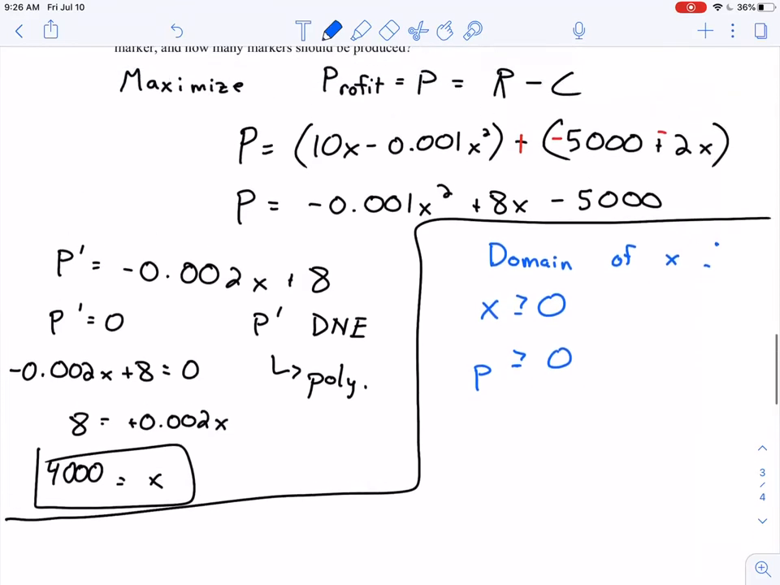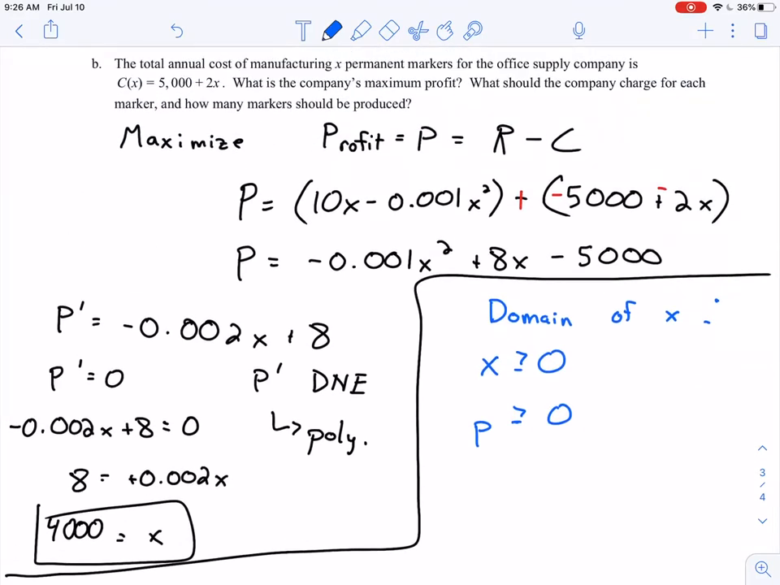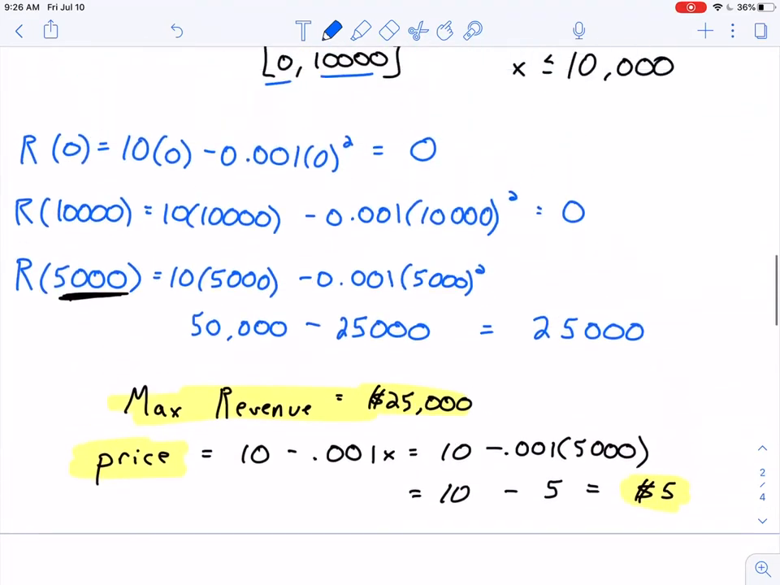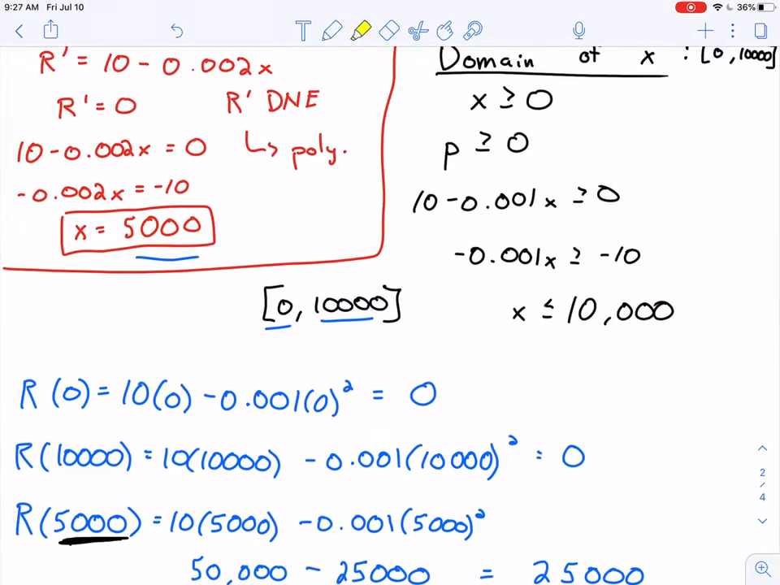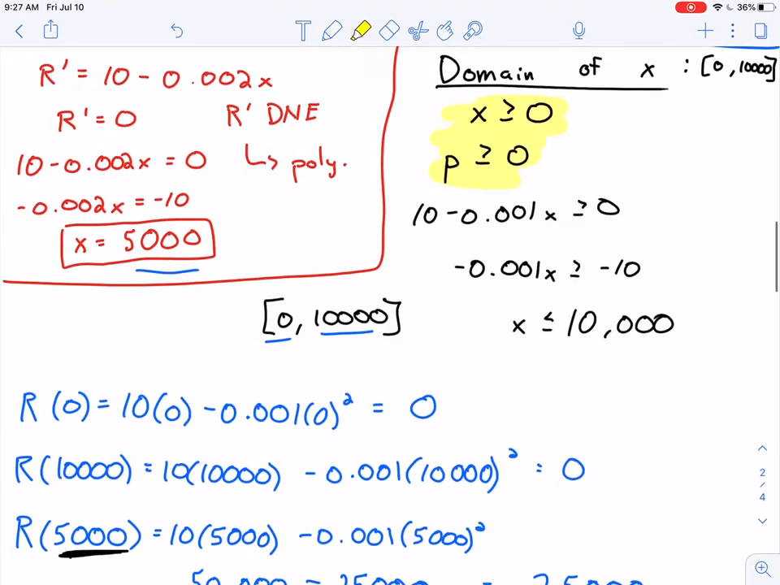Well, hey, hold on a second. X greater than or equal to 0, P greater than or equal to 0. I swear I've seen this before. Oh, right, there it is. That was how we came up with the domain of x for our revenue function, the domain of R.